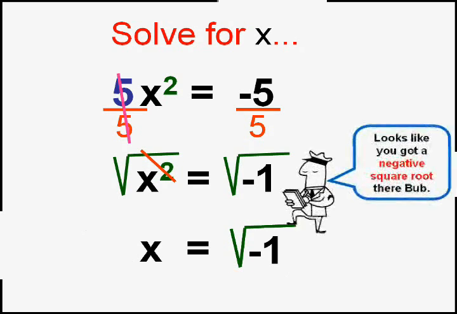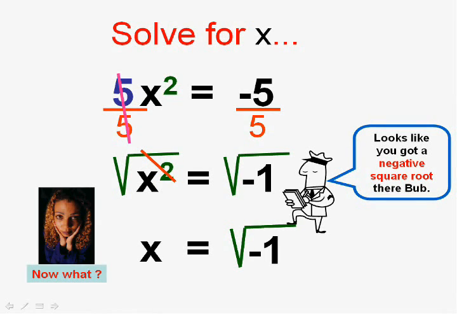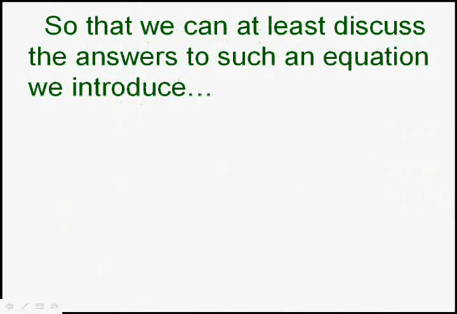I knew I should have checked your showboating globetrotter algebra. So now what are we going to do? Yes, you're in deep doo now. Well, as you can see, this can happen. Toto, I have a feeling we're not in Kansas anymore. So that we can at least discuss these answers to such an equation, we're going to introduce something different.